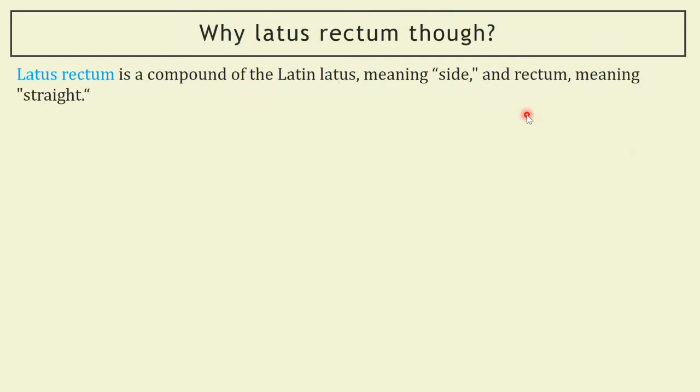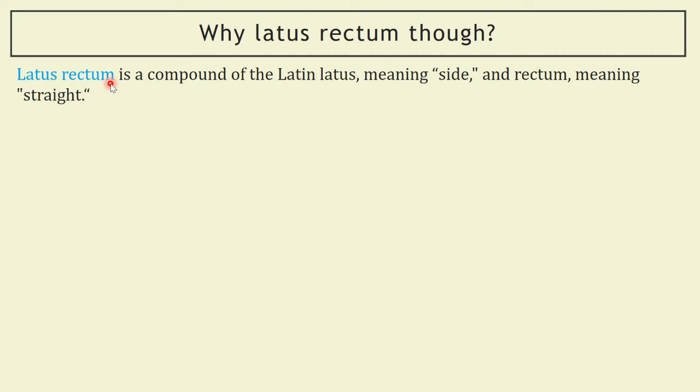Why latus rectum though? It's an odd term, isn't it? It's a compound of two Latin words. So you've got latus, which is side, and rectum, which means straight. The straight side of a conic? Well, maybe it's straight. Do conics have sides? Going back even further, it used to be called the latus erectum, which might make a bit more sense because it's perpendicular, isn't it? But that's the term that we use.